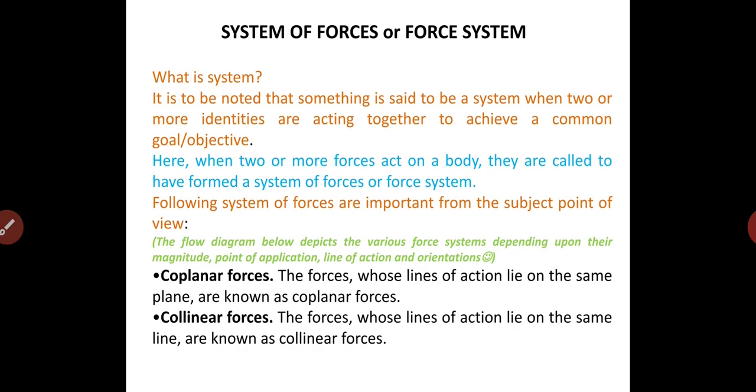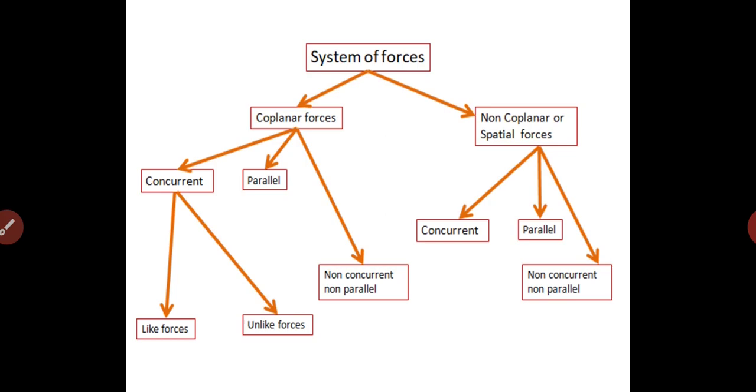Then the coplanar force system, this is the first system. The forces whose lines of action lie on the same plane are known as coplanar force system. The collinear force system: the forces whose lines of action lie on the same line are known as collinear system. This is the system of forces. Coplanar force system, and non-coplanar or spatial force system we call it.